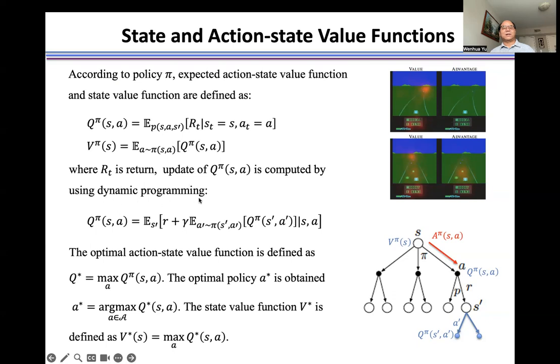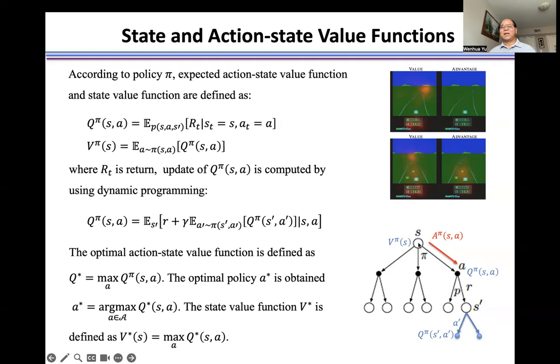Then we use dynamic programming to solve this Bellman equation and find the Q value. From this Q value, we can find the optimal Q, and then we first find the optimal policy. Finally, we can find the optimal state value function from this equation.